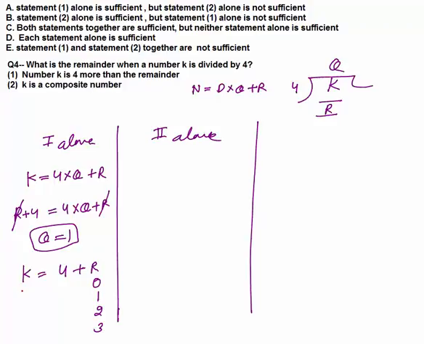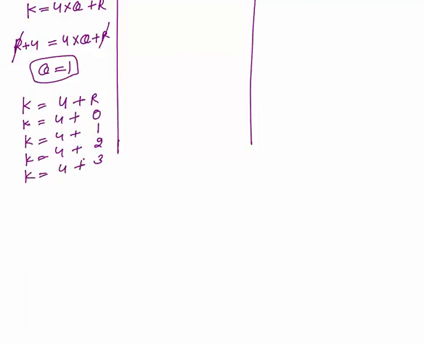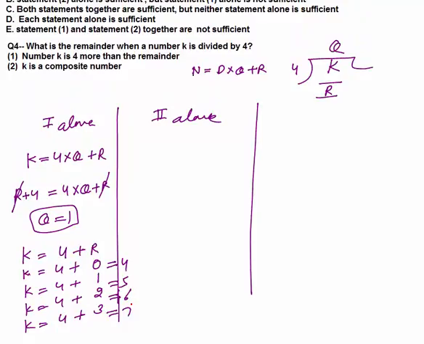When r is 0, k would be how much? 4 plus 0, that is 4. Or k could be 4 plus 1, 4 plus 2 and 4 plus 3. So we have 4, 5, 6 and 7. So 4 answers are coming for the value of k, and for the remainder we have 4 possibilities: 0, 1, 2 or 3. So we are not able to determine the unique answer. So this statement is not sufficient to answer the question.